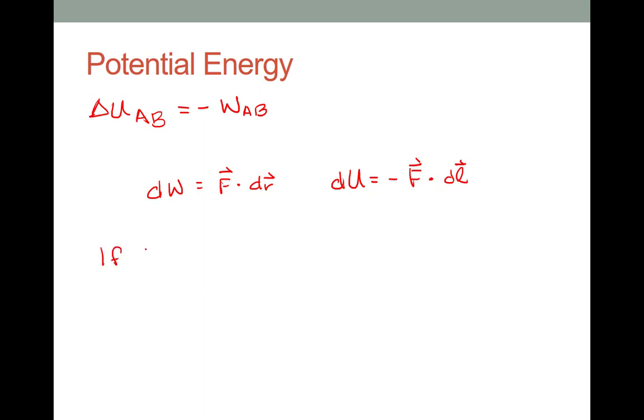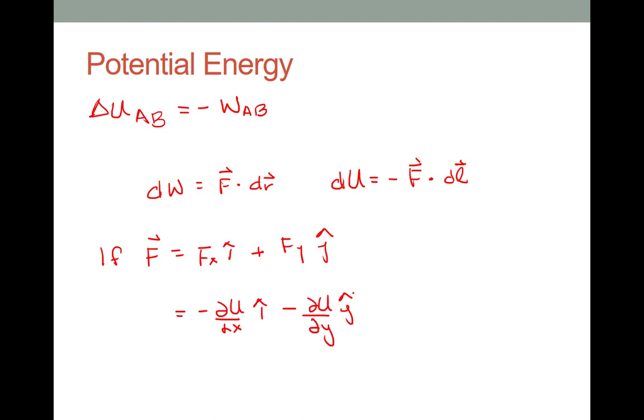If we think about our force being written as an x component plus a y component, we can now define these x and y components in terms of the potential energy, assuming that force is conservative. So the x component would be the partial derivative of the potential energy in the x direction, and the y component would be the partial derivative of the potential energy in the y direction. I think I said that all correct.